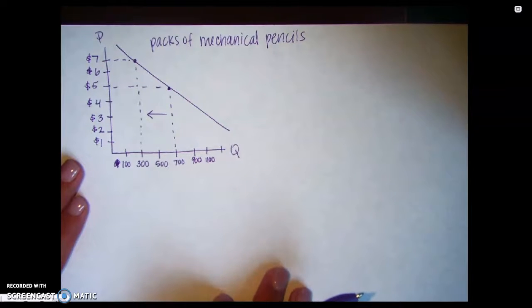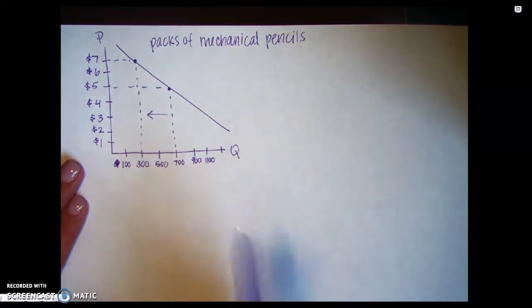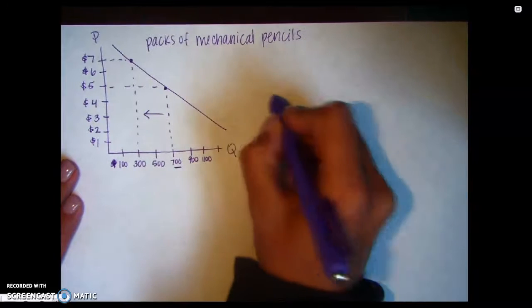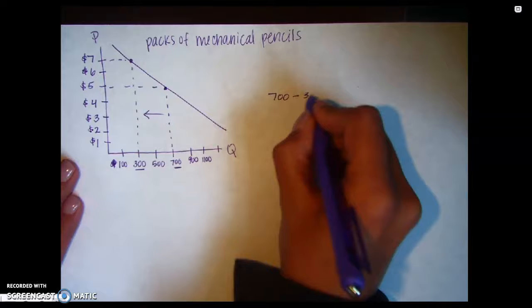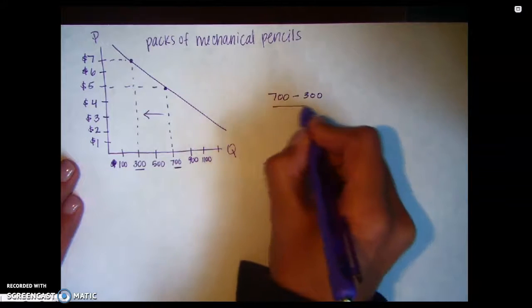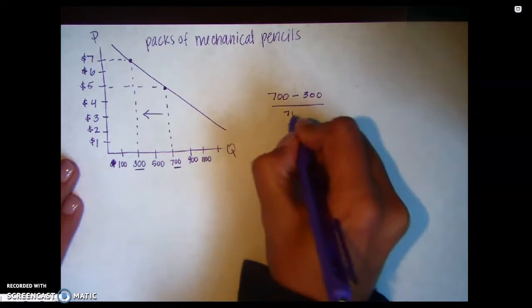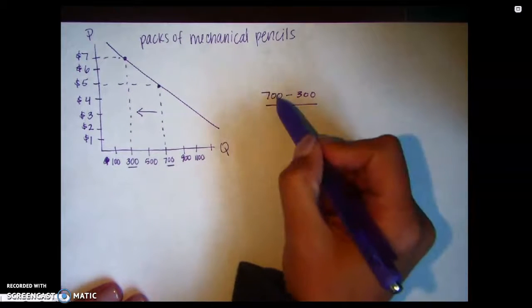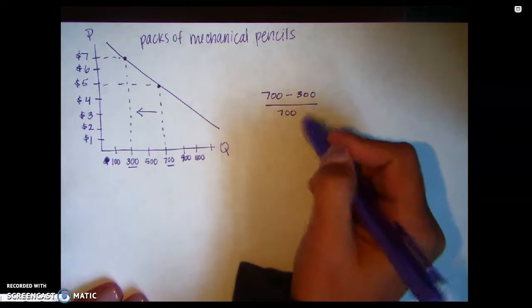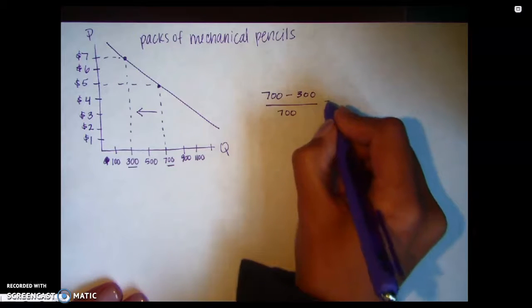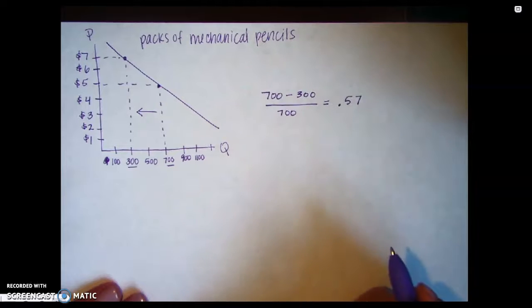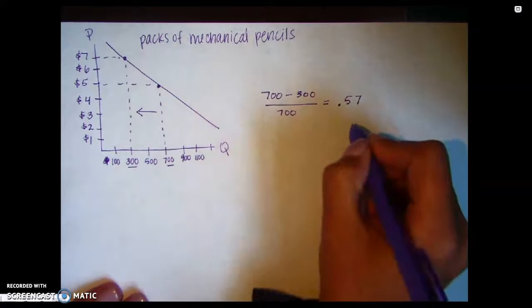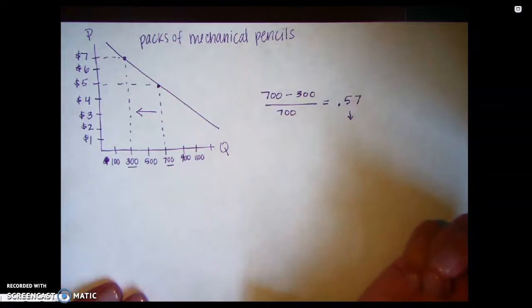So the first thing we need to do is calculate the percent change for demand. So looking here, our original quantity demanded is 700, and our new quantity demanded is 300. So you subtract 700 minus 300 over 700. Remember, you take original quantity demanded, subtract new quantity demanded, over original quantity demanded. And in this case, we would get 0.57.